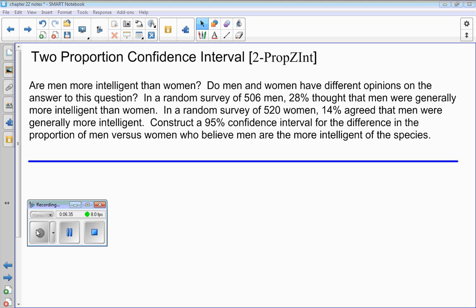Okay, so we've identified that it's two samples because of the 506 men and the 520 women. Perfect. Why is it proportions? What in the problem tells me proportions? The percentages. Perfect. So we know we have a two proportion z-test just based on that information alone.